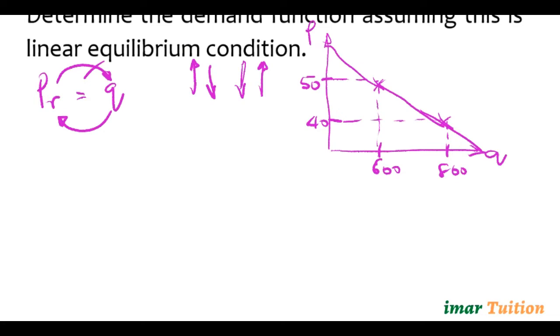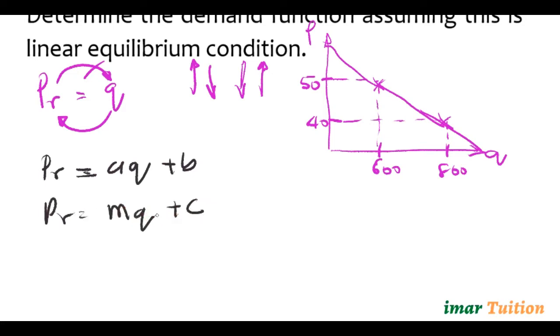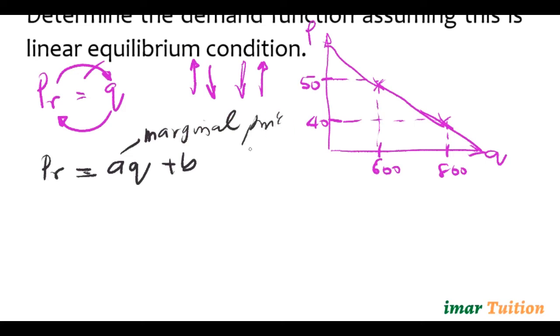The linear relationship between price and quantity demanded is of the form price is equal to A multiplied by quantity plus B. It can also be written as price is equal to M multiplied by quantity plus C, either way. Using the first one there, A here is the marginal price, and that is equal to the slope of this graph.